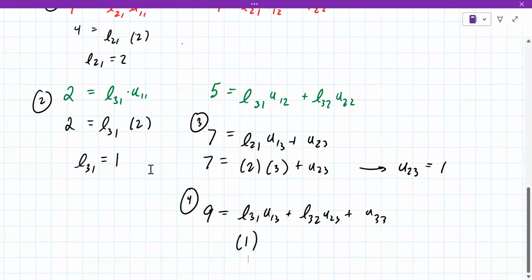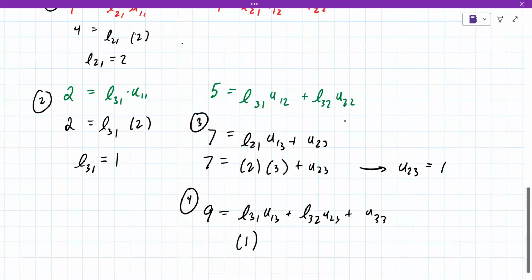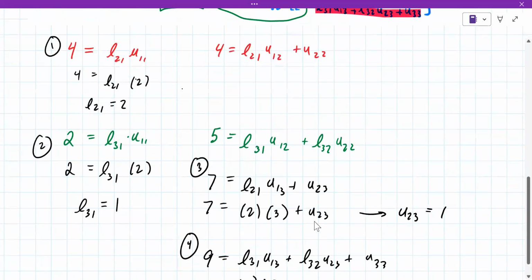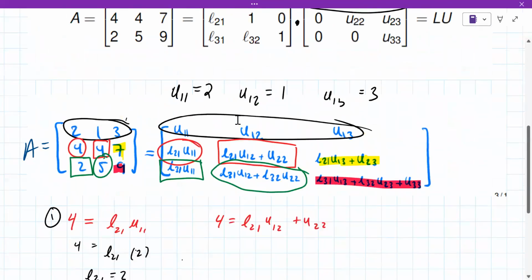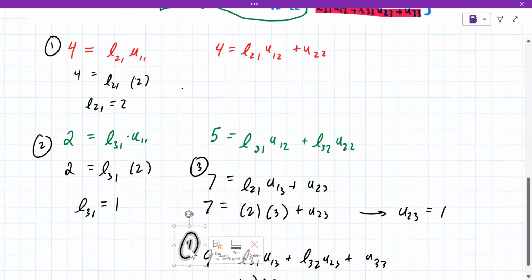So L31 is 1. We calculated that. L13 is from up here. That's 3. That was a given. L32 we don't have, I don't think. So we're not looking good here. Let's go back. Oh, so we should have gone up here next. That's where I made the mistake. We should have gone up here.